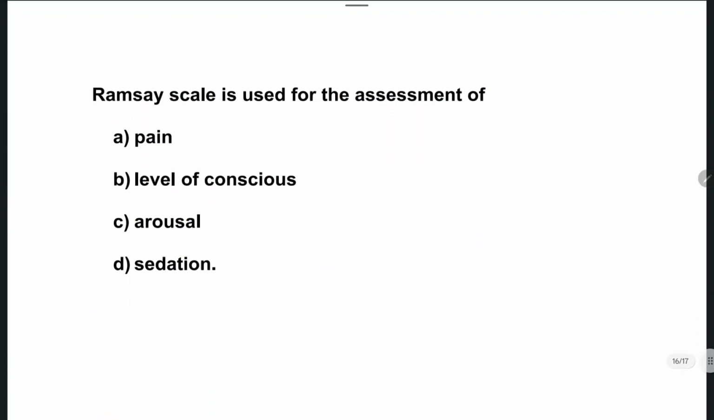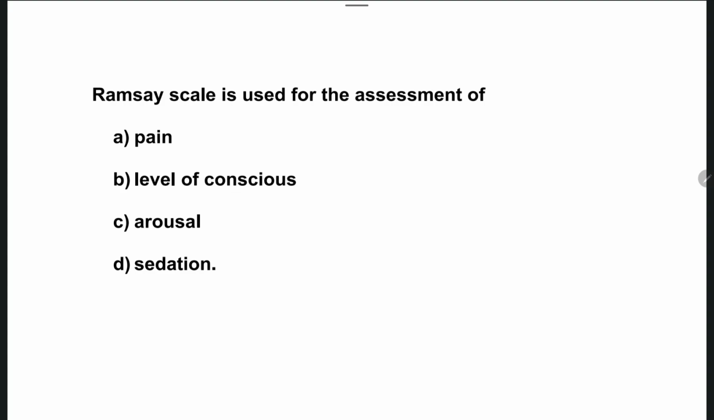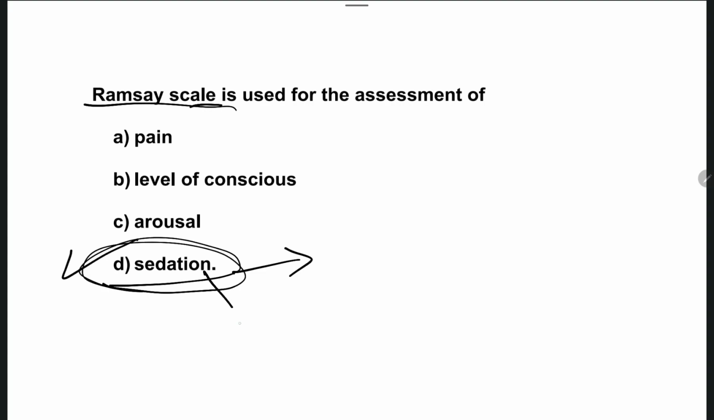The next one is: Ramsay scale is used for the assessment of which? Pain, level of consciousness, arousal, sedation. Which is the right answer? That is sedation. When you give any sedative drugs to the patient, by using the Ramsay scale you can assess the level of sedation. Ramsay scale is used for sedation.